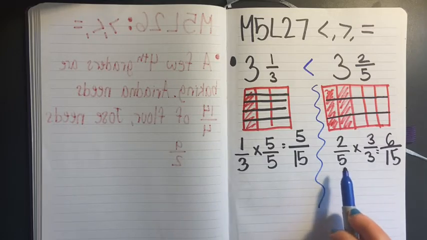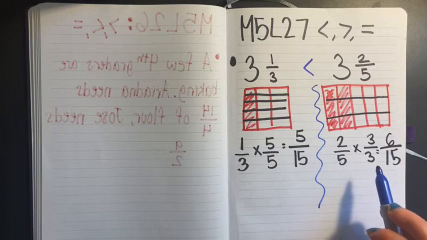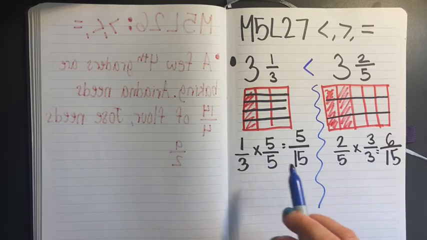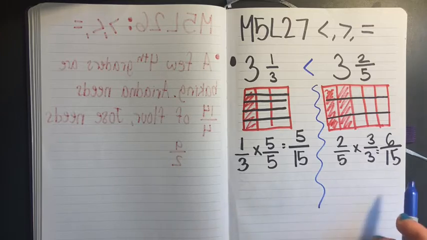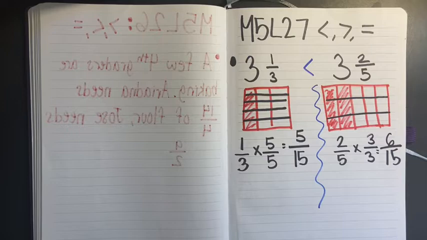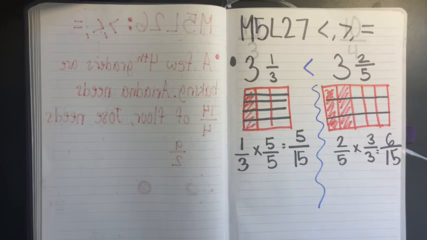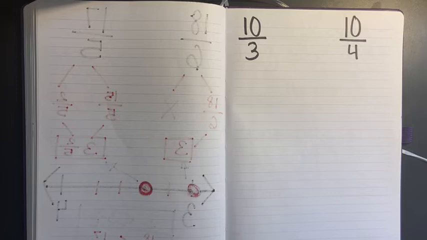Remember that 2/5 is the same as 6/15 because we just decomposed it by thirds. And 1/3 is the same as 5/15 because we decomposed it by fifths. Finding that common denominator between the 2 fractions gave us the tools to show in our area model which one has greater value. So the next 2 numbers that we are going to be comparing are 10/3 with 10/4. And for this one, we're going to be using the standard algorithm.